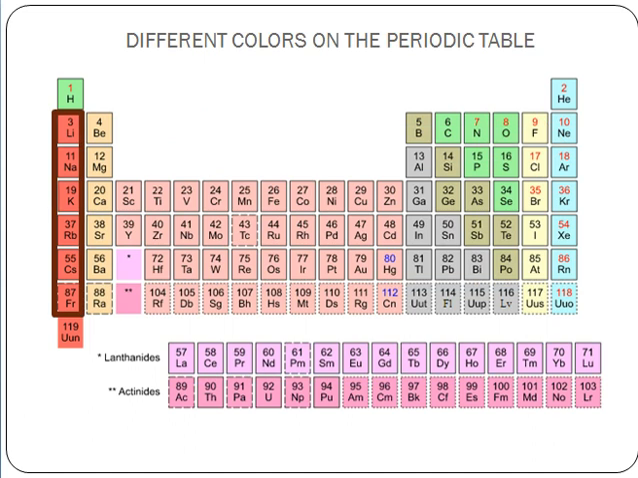Now there are different colors on this periodic table, and we need to recognize the different families, and they are shown in different colors on this periodic table. The very first family, we call them the alkali metals. This family has several elements that are highly reactive.